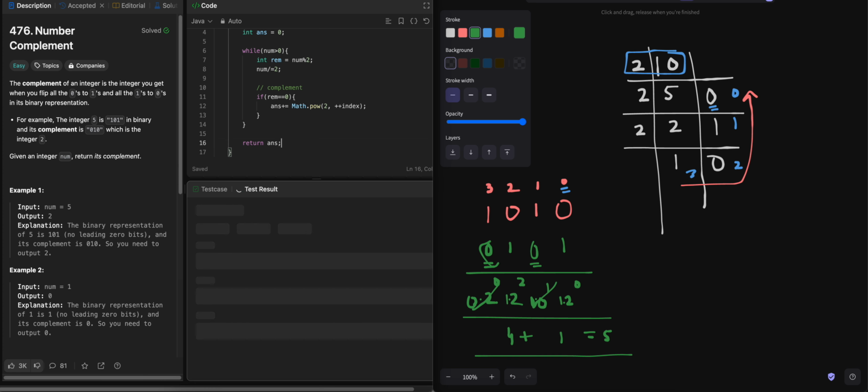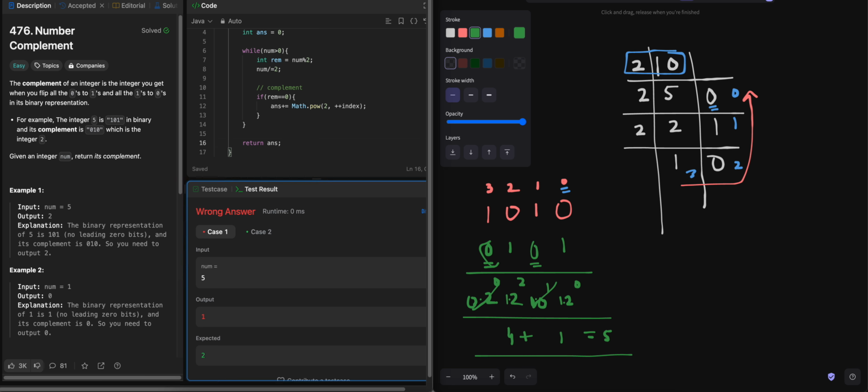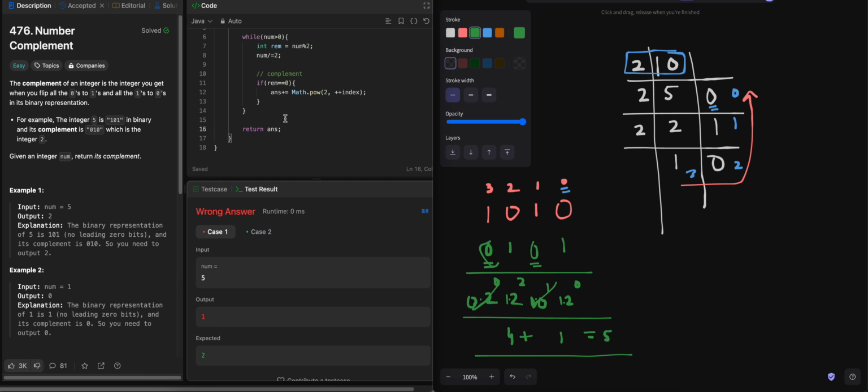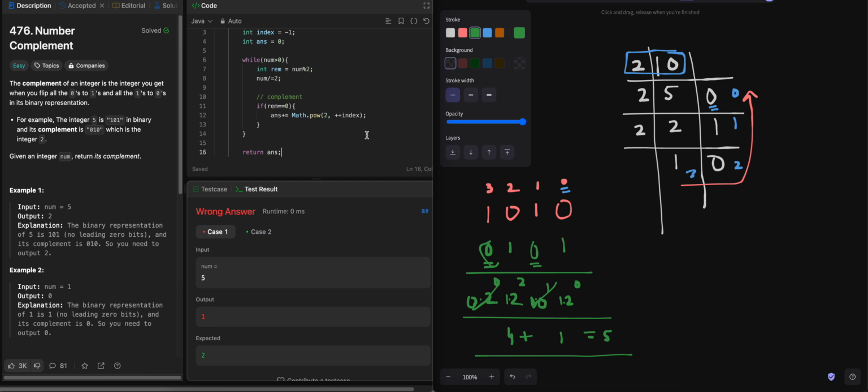Okay, so let's see whether it's working fine or not. Okay, what we missed is... so what we did is we found the remainder, but we are not... okay, so that's the problem.